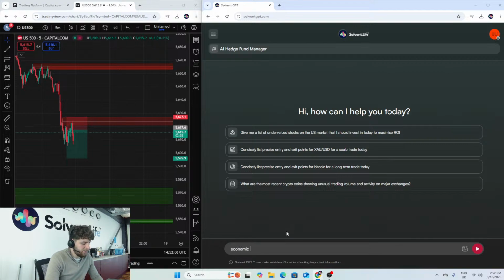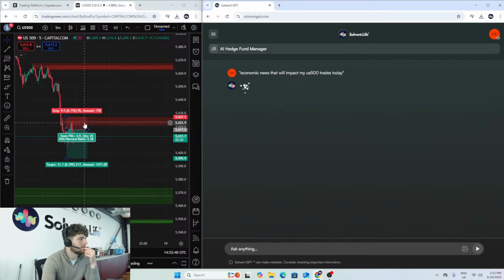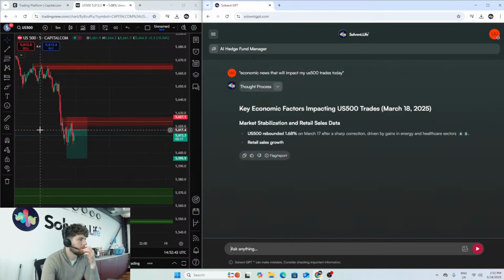Economic news that will impact US 500 trades today. See what we get. We're going to continue watching the chart. We'll see how it moves. So this order block really has held up very well.